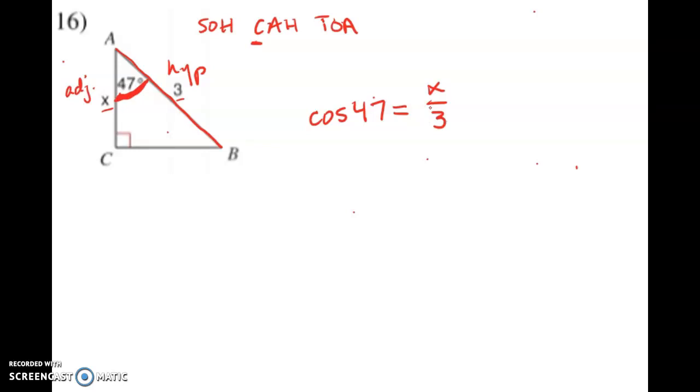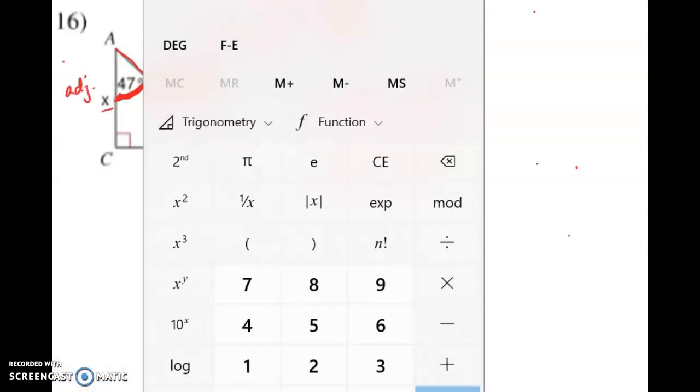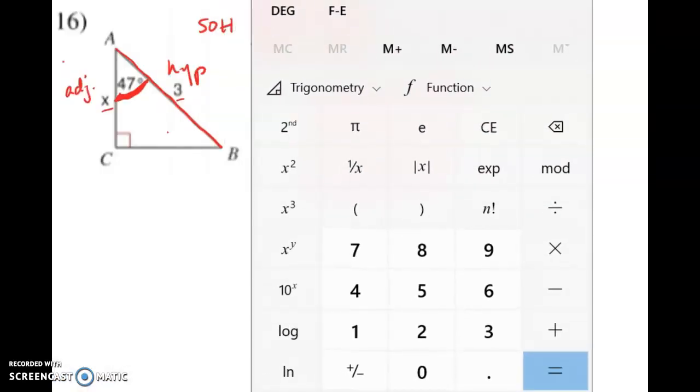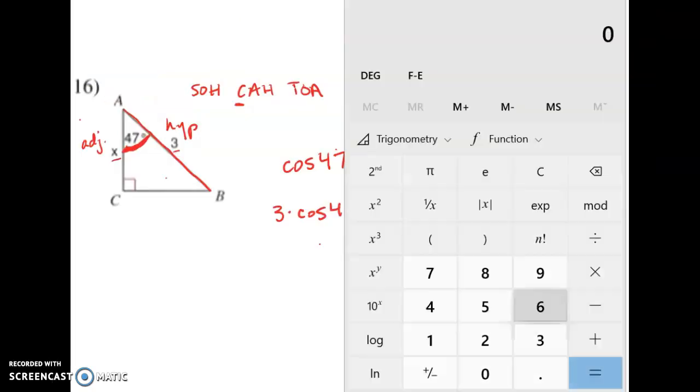And then we go through and solve for x. So multiply both sides by 3. So I get 3 times the cosine of 47. That's equal to x. Use my calculator. I'm going to plug in 3 times and then use my parentheses.